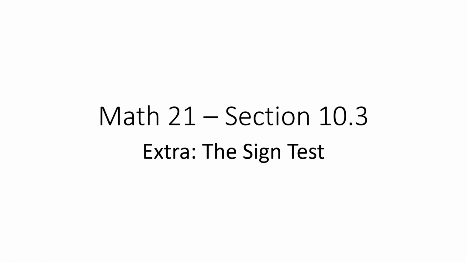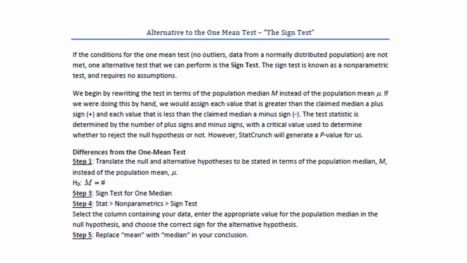Now we'll move on to the sign test, which is an alternative to the one mean test that we use when the conditions are not met. Let's discuss that. If the conditions for the one mean test are not met, meaning that either you have an outlier or the data are not normally distributed, one alternative test that we can perform is called the sign test. The sign test is known as a non-parametric test, and that means that it requires no assumptions about the data.